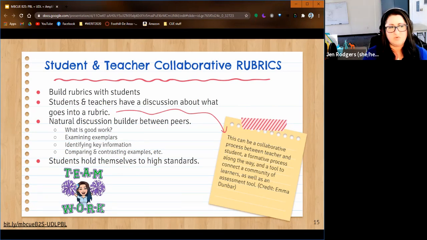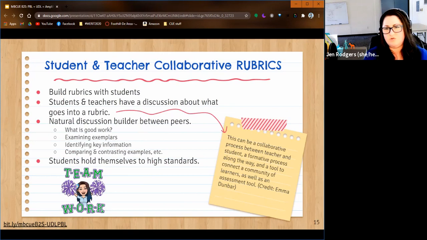that is a natural discussion builder. So now they're having conversations with their peers, and they're comparing and contrasting, and maybe they're disagreeing and having constructive arguments about what they need to do. Now they're really internalizing that process because they're talking about it and they own it. Like, I just think it could be so powerful. And the other thing is, I think it's easy to forget that students hold themselves to really high standards.